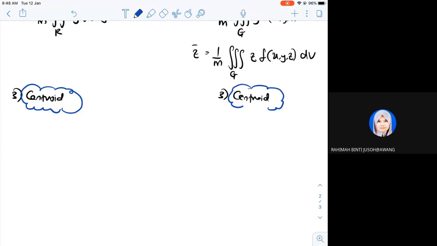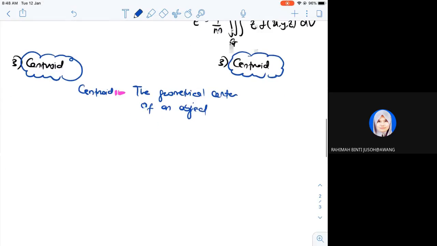Centroid. Okay, what is centroid? Centroid is the geometrical center of an object. Okay, geometrical center of an object.